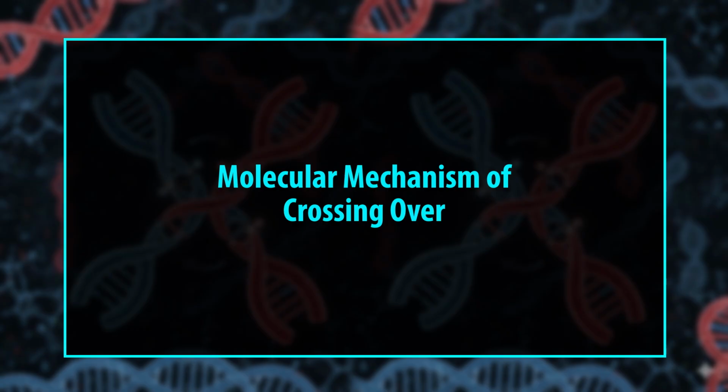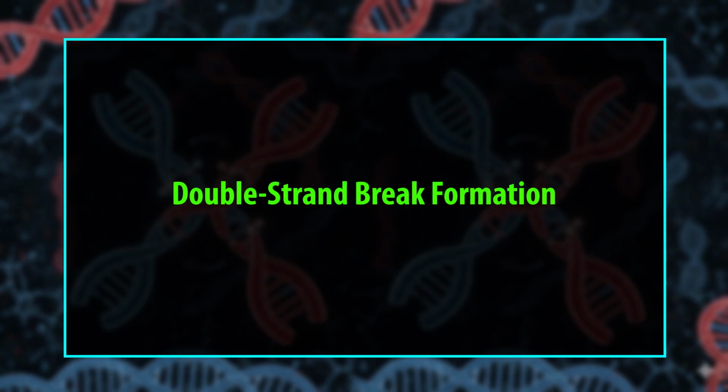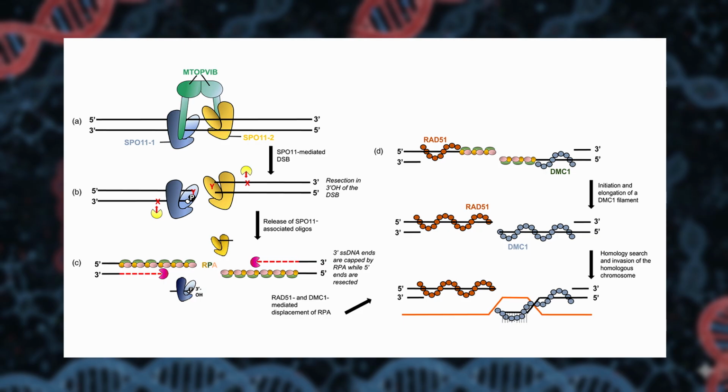Molecular mechanism of crossing over. Double-strand break formation. Crossing over begins when the SPO11 enzyme deliberately introduces precise double-strand breaks in the DNA of one chromatid during prophase 1 of meiosis. Unlike accidental DNA damage, these SPO11-mediated breaks are highly regulated, occurring at recombination hotspots to ensure crossing over at specific genomic regions, thereby promoting genetic diversity while preserving genome integrity.